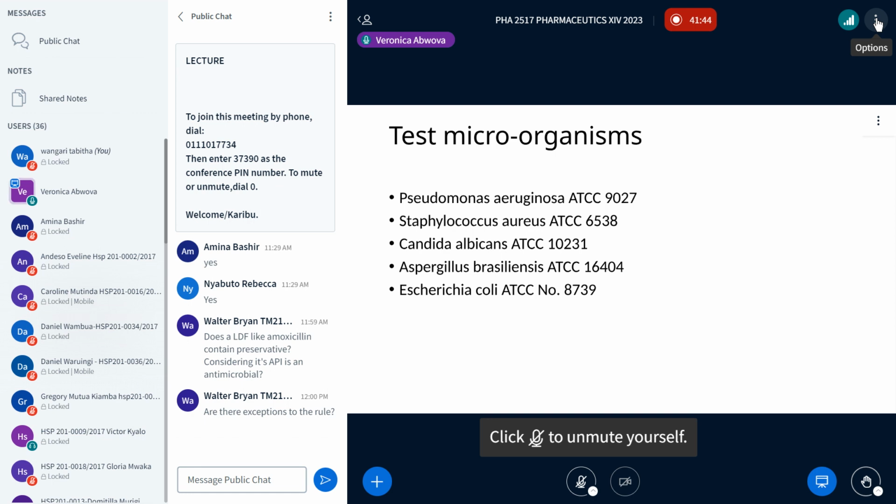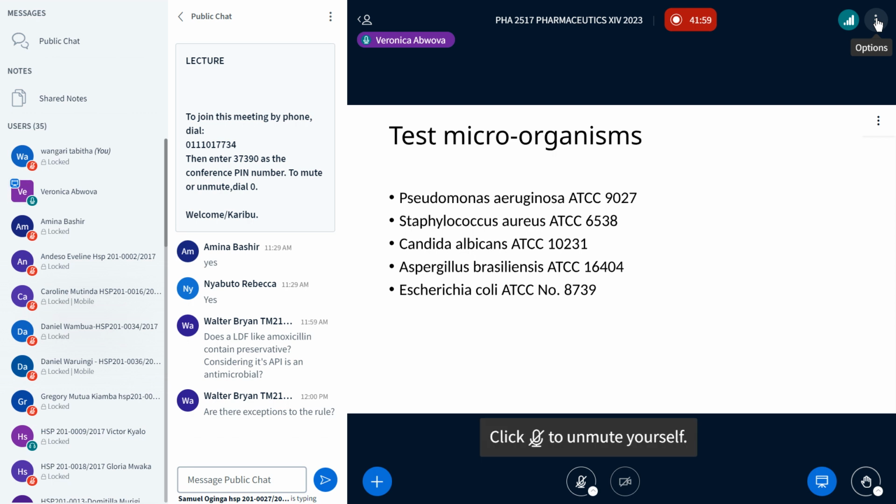So, what are some of the test microorganisms? Remember, when we were looking at microorganisms of interest that are useful for us in the pharmaceutical industry.